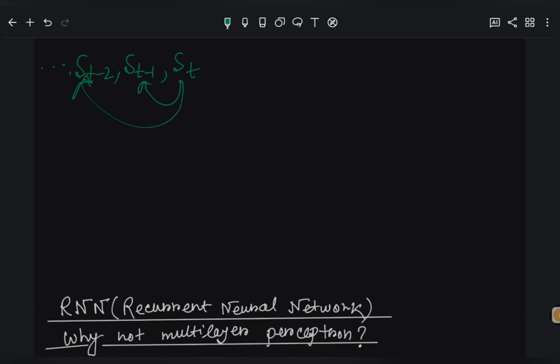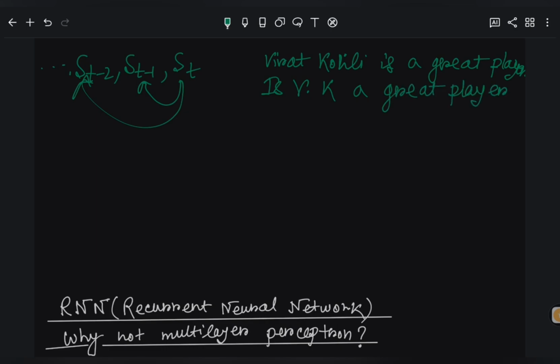Another example is natural language text. If I write one example, like "Virat Kohli is a great player," this has a certain meaning. Now if I write this sentence in a different way, like "Is Virat Kohli a great player?" the sequence of words defines the meaning. Previously I said that Virat Kohli is a great player, but I have just changed the sequence of the words, and that is kind of a question in the second sentence.